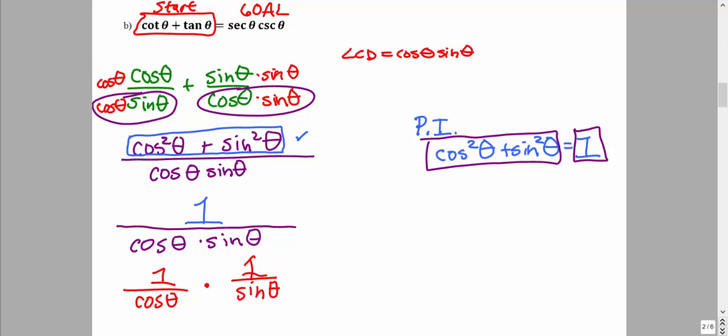Now, why would I want to separate them into two separate fractions? Well, 1 over cosine theta is secant theta, which was my goal, times 1 over sine theta. We can rewrite that as cosecant theta.